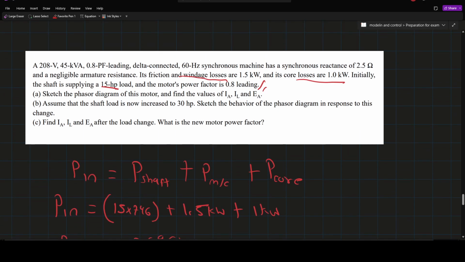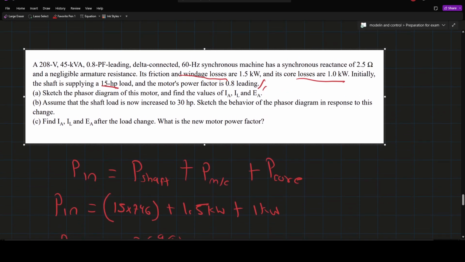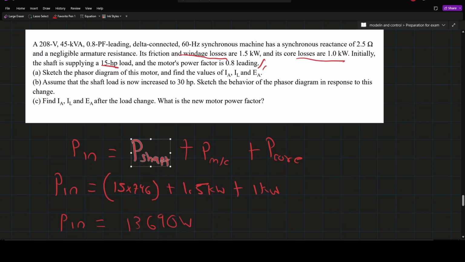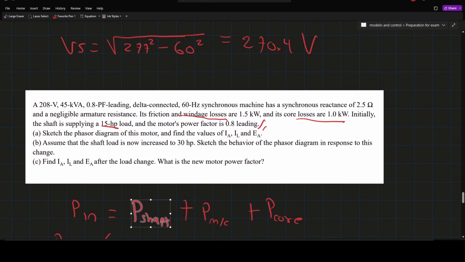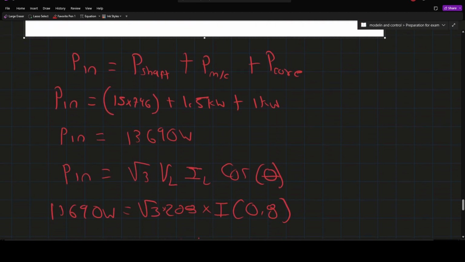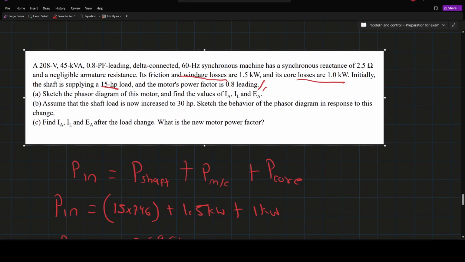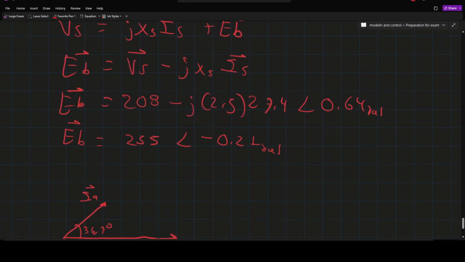Now for B, it says that the shaft load is increased to 30 horsepower. Sketch the behavior of the phasor in response to the change. Okay, so this means that the power in the shaft, the shaft load, changed from 15 to 30. So now we need to figure out how to get the angles for our IA and for our new EV.